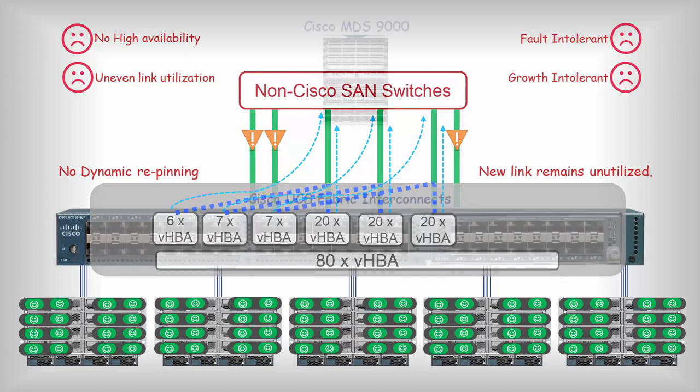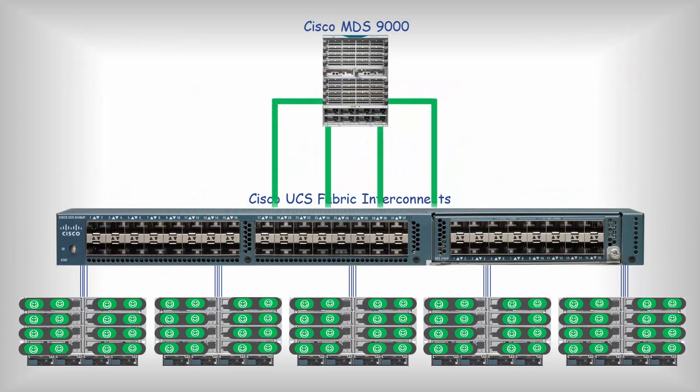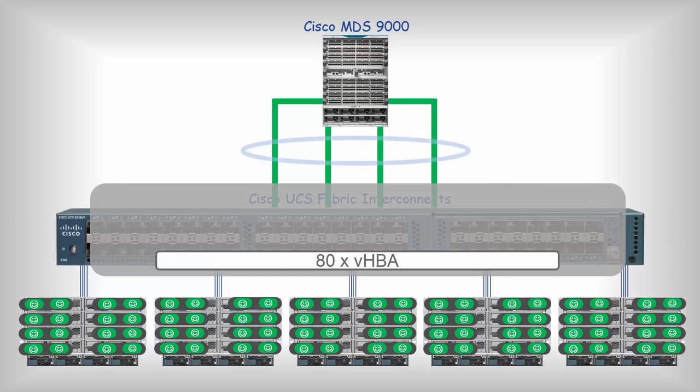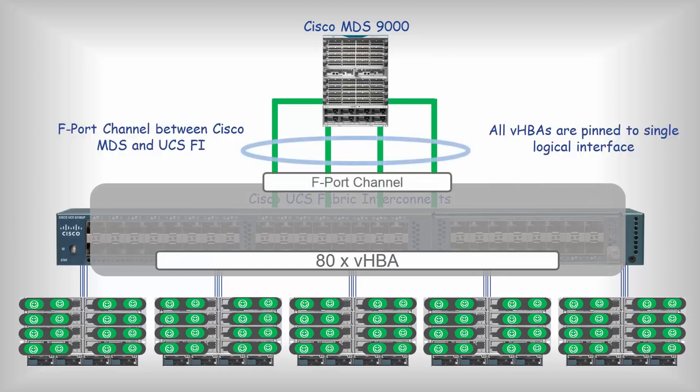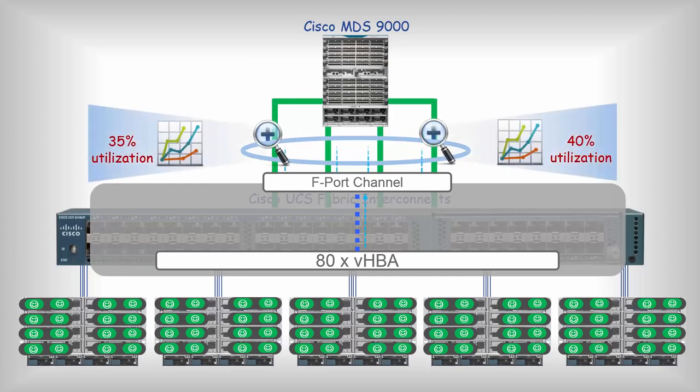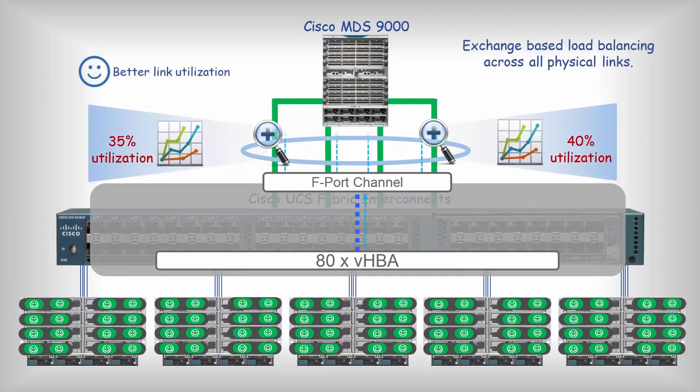With Cisco MDS switches, SAN uplinks from UCS fabric interconnects running in end-host mode can be aggregated into one single logical link. This is called F-port channel. The VHBAs are pinned to the port channel, not to any single physical link. Link utilization gets better using exchange-based load balancing. If a few of the VMs are pumping too much traffic, they can use an aggregate bandwidth of 4 SAN uplinks.